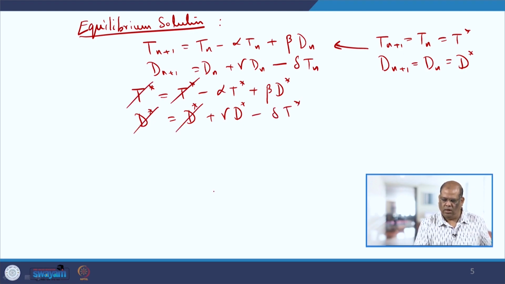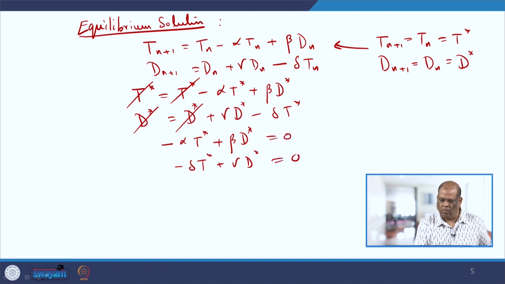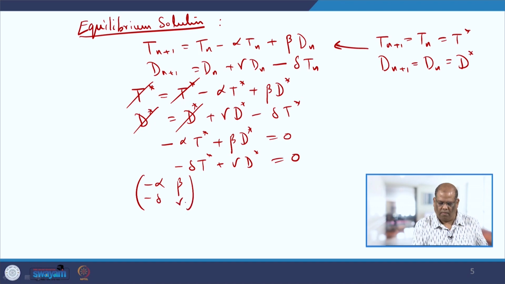This cancels, and you are left with minus alpha T star plus beta D star and minus delta T star plus gamma D star, both equal to 0. So you solve this, and if you write it in matrix form, this will be the matrix with rows minus alpha, beta and minus delta, gamma, times T star, D star, equal to 0.